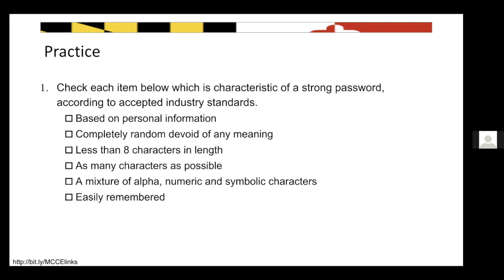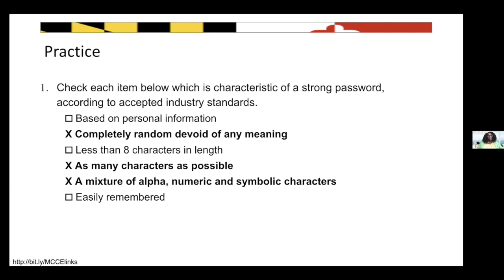Completely random, devoid of any meaning. I say as many characters as possible, a mixture of alphanumeric and symbolic characters. Those are fantastic. You got it. That's it. Because really, we don't want it based on personal information, you know? Because your personal information is somewhere out there. And then less than 8 characters, most systems won't even allow you to do that anymore. I don't think anybody will allow you to have anything less than 8 characters. And then easy to remember, easy come, easy goes. So we do not want that.